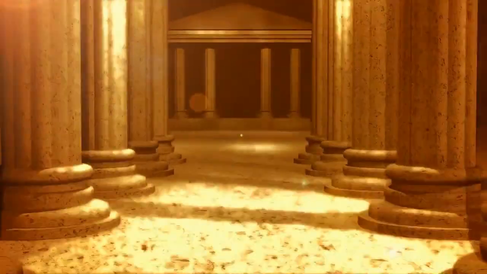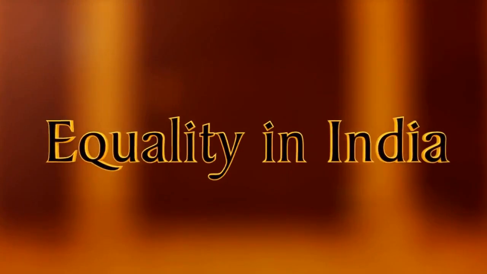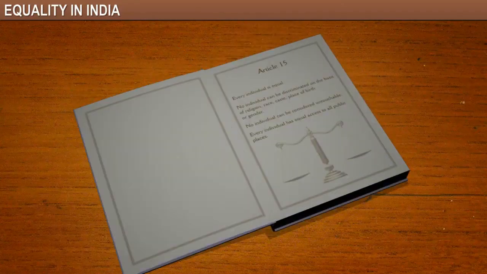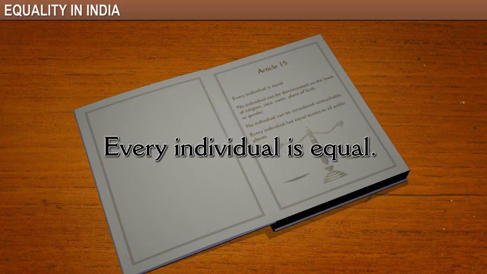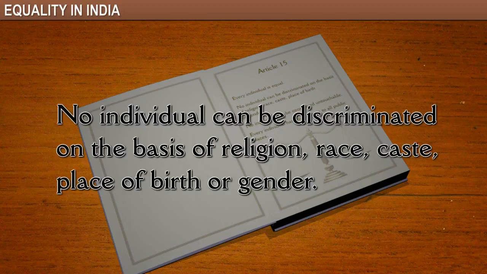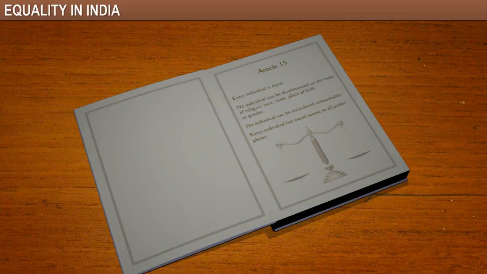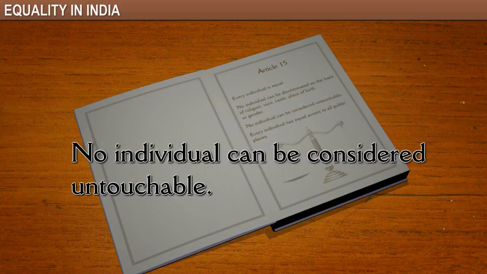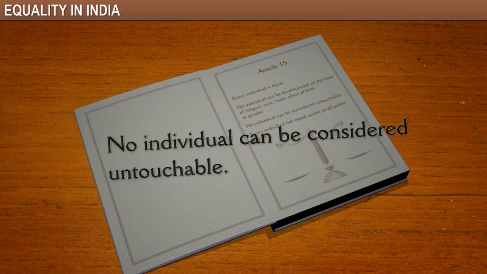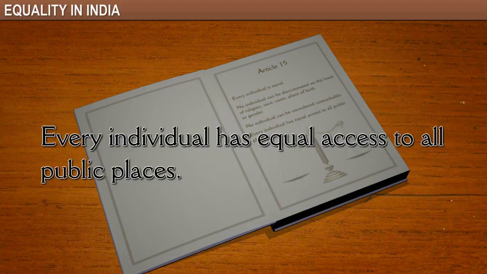In this module, you will learn about equality in Indian democracy. Article 15 of the Indian Constitution guarantees equality to all the citizens of India. It also states that no individual can be discriminated against on the basis of their religion, race, caste, place of birth, or gender. Further, it abolishes untouchability and assures every individual equal access to all public places.